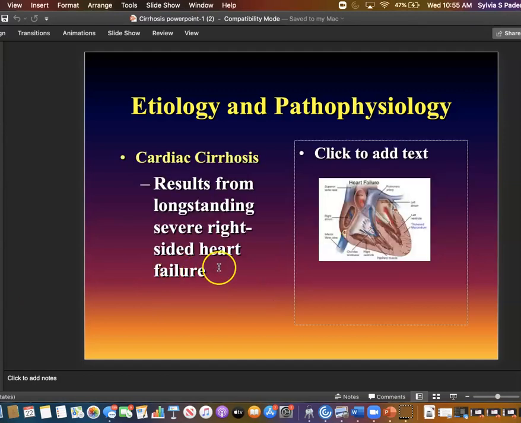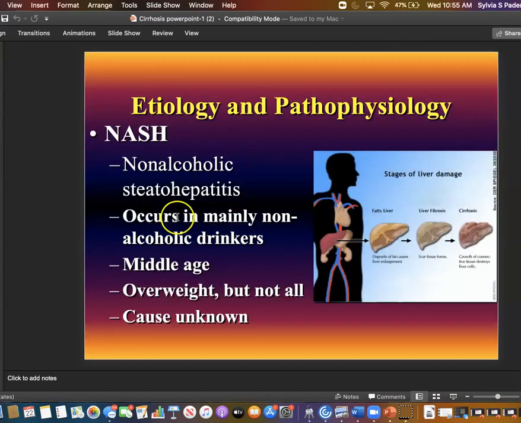Then there is the cardiac cirrhosis coming from severe right-sided heart failure. So for the NASH, the non-alcoholic steatohepatitis occurs mainly in non-alcoholic drinkers. It affects the middle aged and overweight, but not all. The cause is mostly unknown.